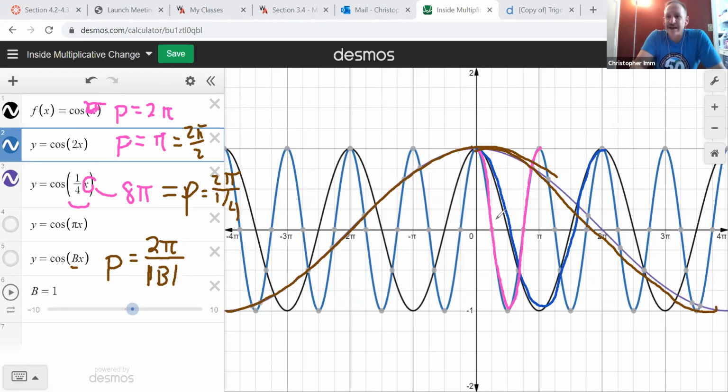So I want you guys to think about cosine of pi x. I'm going to give you a minute here. What is going to be the period of cosine pi x? Don't say it out loud. Type it in the chat and wait on it for a minute. So I'll give you a minute. What is the period, do you think, of cosine pi x? Think about that one, please.